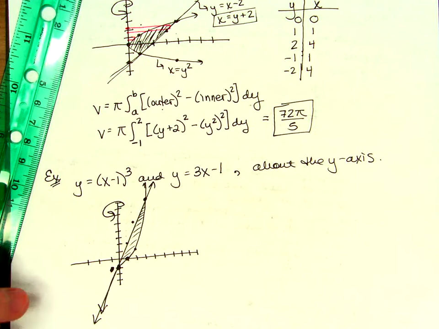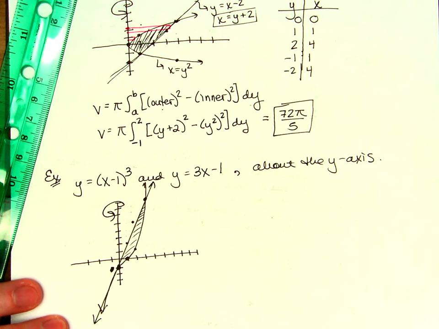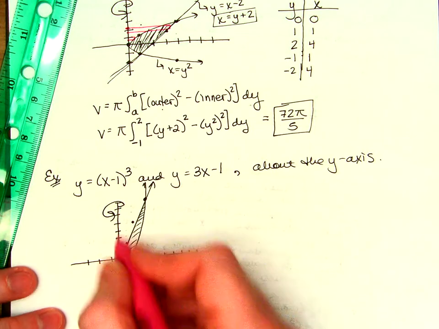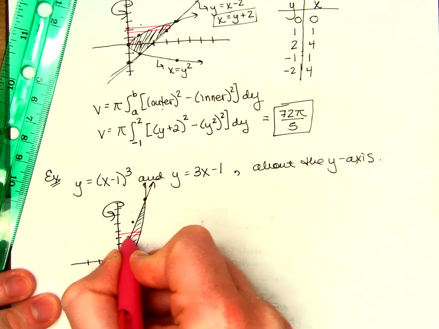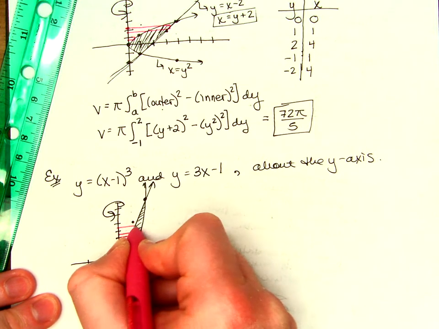There's space between the region and the thing I'm spinning it around, so it's going to be a washer method problem. Outer radius is going to start on the y-axis, go to the cubic function. Inner radius is going to start on the y-axis, go to the line.